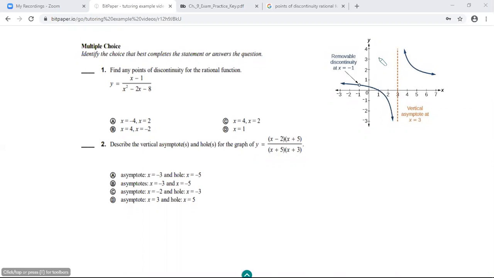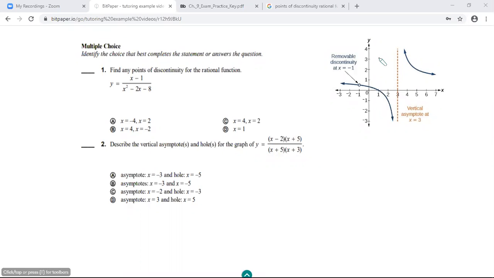Okay, I want to do a couple of Algebra 2 questions because I'm tutoring a couple of students who have a test over rational functions coming up. These are two pretty straightforward questions, definitely ones that you would see on an ACT test. Find any points of discontinuity for the rational function.